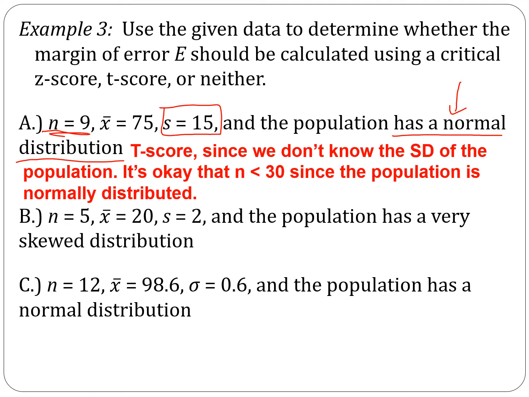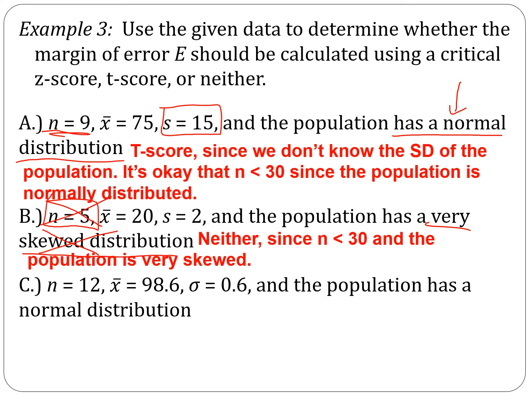Part B, n equals 5, sample mean 20, standard deviation 2. The population is very skewed. Okay, that's not good. So if it's very skewed, we look at our sample size. Is it greater than 30? It's not. We stop there. We can't do this. We need one of these two things to be true, if not both.